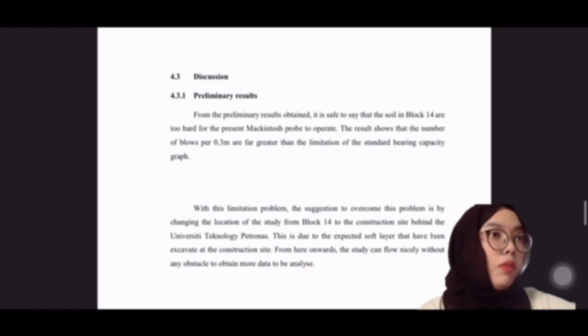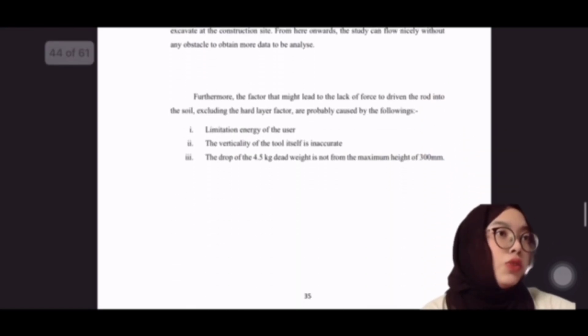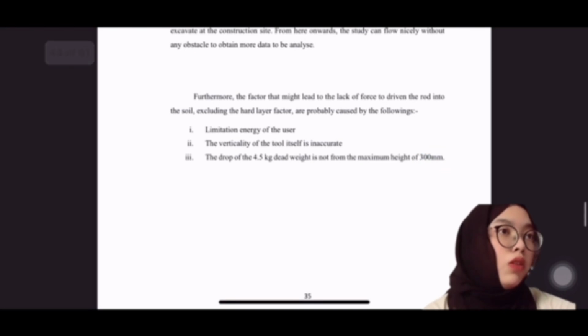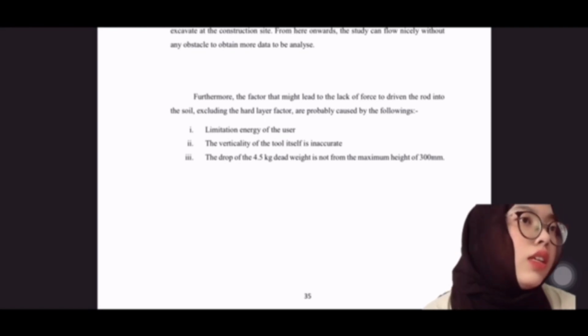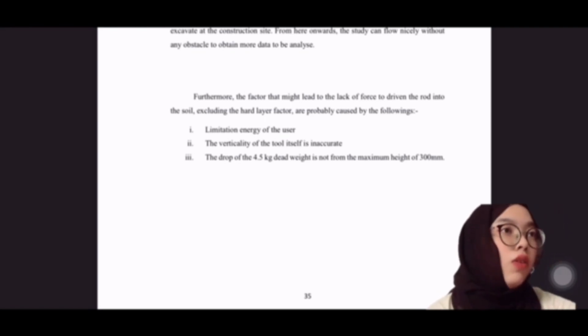Furthermore, the factors that might lead to the lack of force to drive the rod into the soil, excluding the hard layer factor, are probably the following: the limited energy of the user, the verticality of the tip itself being inaccurate, and lastly, the drop of the 4.5 kg dead weight not being from the maximum height of 300 millimeters.